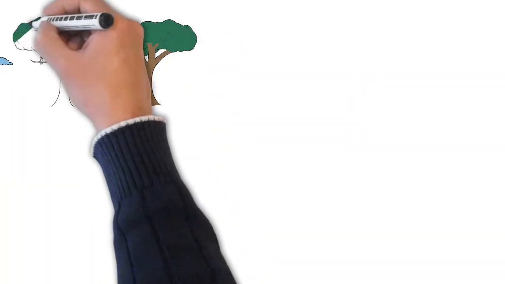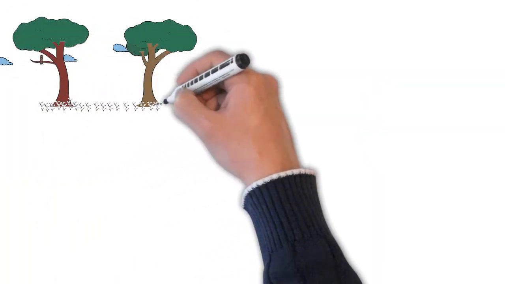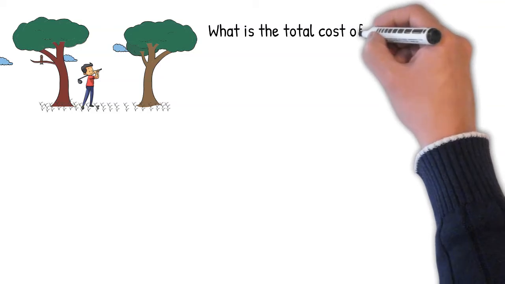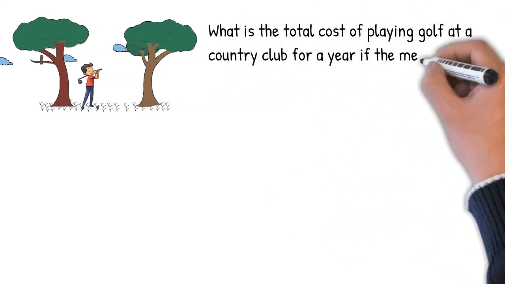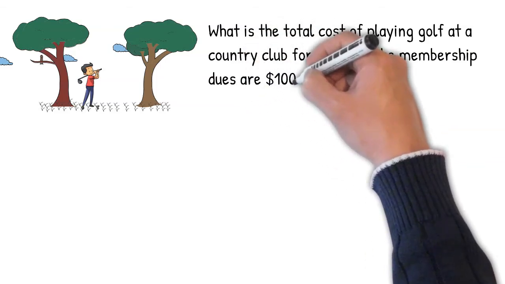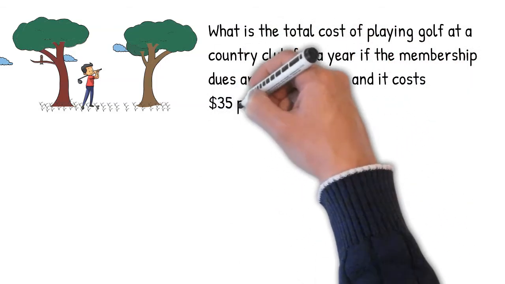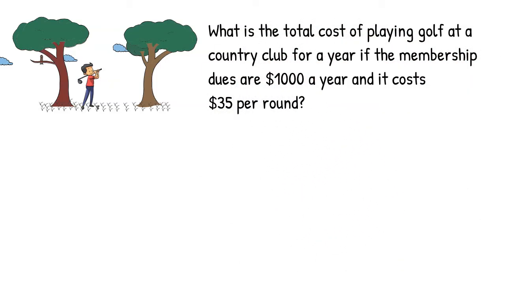Now let's take what we've learned and apply it to a story problem. Story problems, also called application problems, somewhat simulate real-world math-type problems. Remember, real-life problems are not going to give you the algebraic expression or equation. You will have to translate. Here's our story. What is the total cost of playing golf at a country club for a year if the membership dues are $1,000 a year and it costs $35 per round?